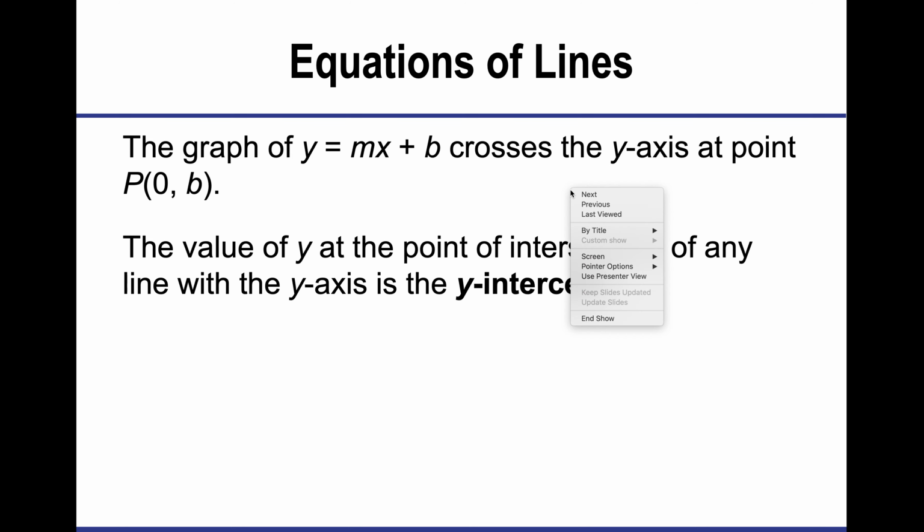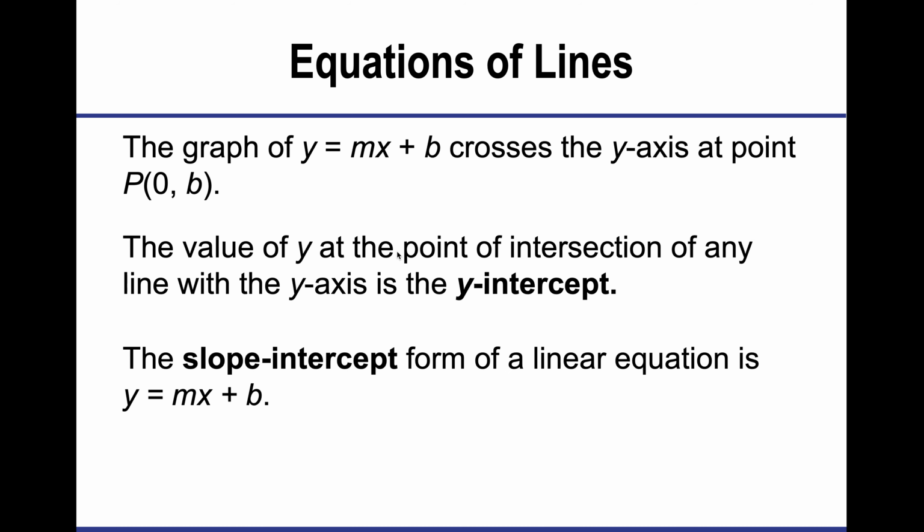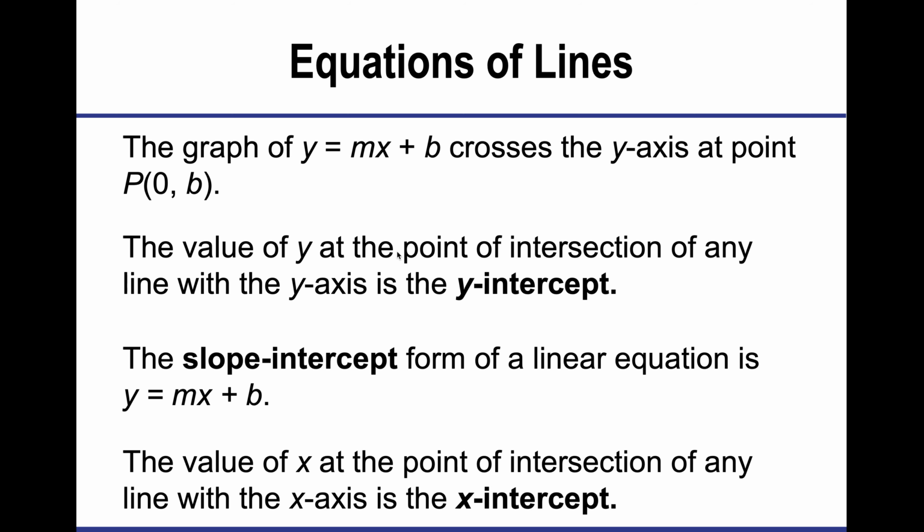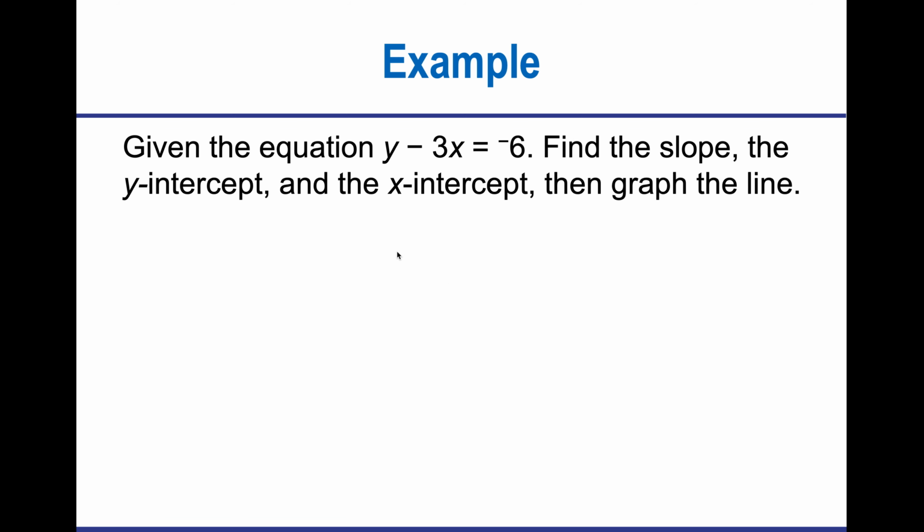So whatever's being added or subtracted is going to tell you what the y-intercept is going to be. The slope-intercept form of an equation is any equation given to you as a number times x plus or minus another number. And the value of the x point of intersection is going to be called the x-intercept. The x-intercept is not as easy to find. The y-intercept we can find from glancing at this type of equation. X is going to take a little more investigation.